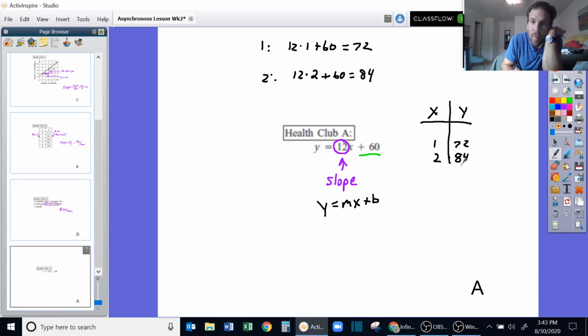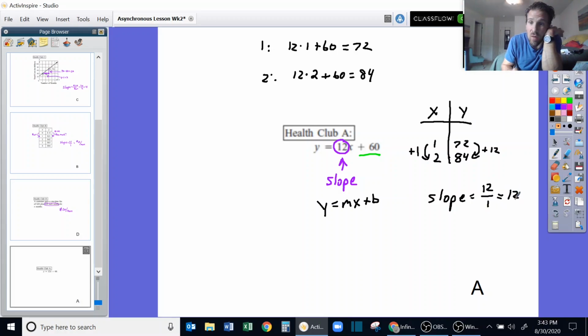So for 2 months, 84. And then we could go back to what we did on the table, and we could say, oh, well, that went up by 12 when the month went up by 1. And so again, our slope would just be 12 over 1.